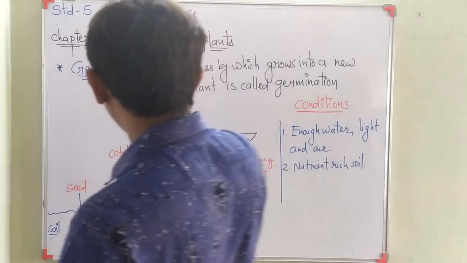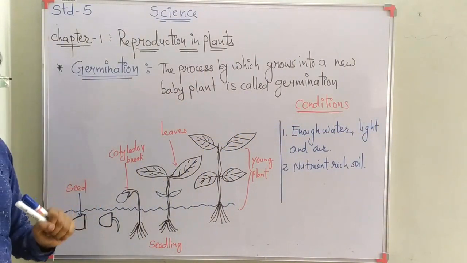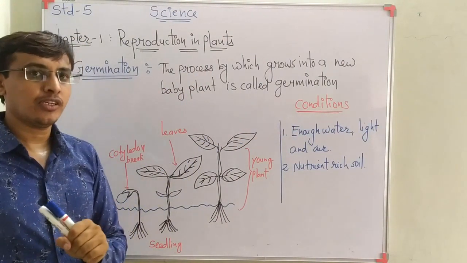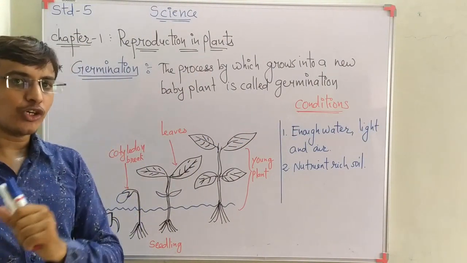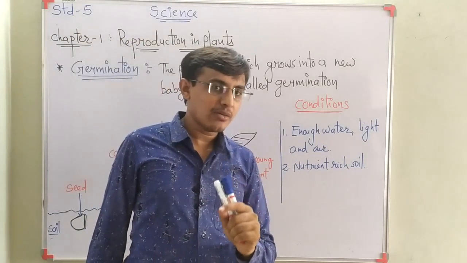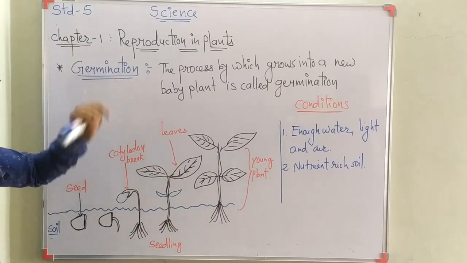So students, now let's start with germination. What have we completed? We have completed what is meant by reproduction, and that reproduction is mostly done through seeds. We already discussed the structure of the seed. Now let's start with the topic of germination.